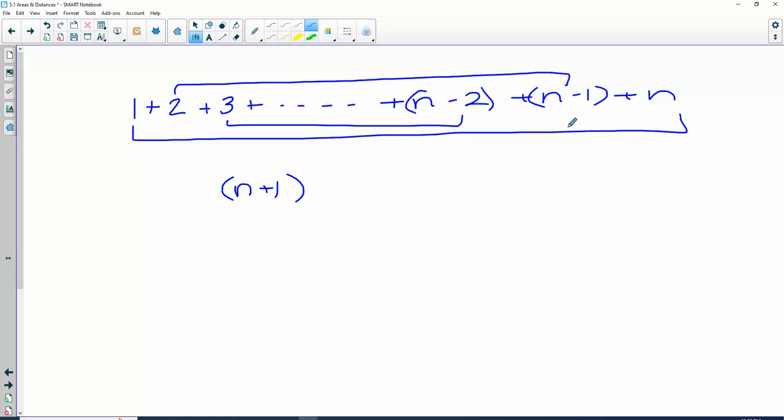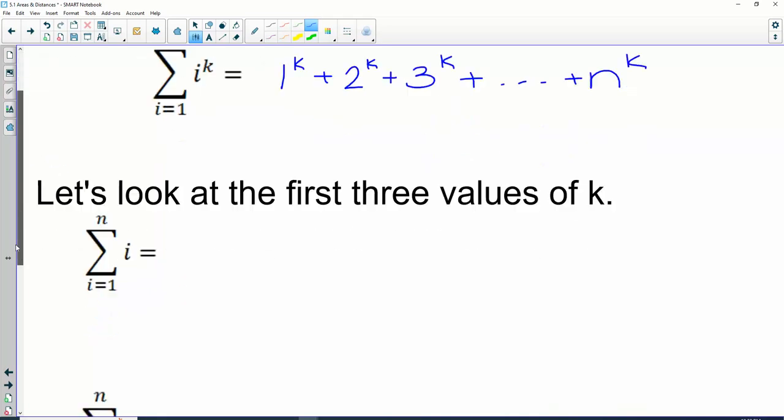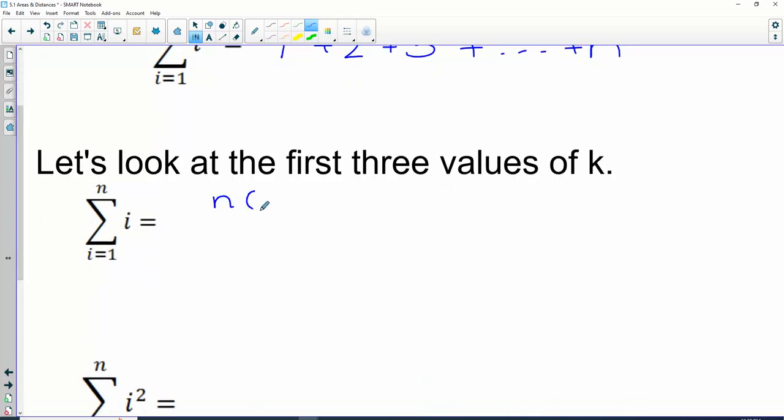But it's not n times because we put them in groups of 2. So half of n will be the number of times it comes up. So that's n times n plus 1 over 2. So that is the shortcut. If you are adding things to the first power, it is n times n plus 1 over 2.